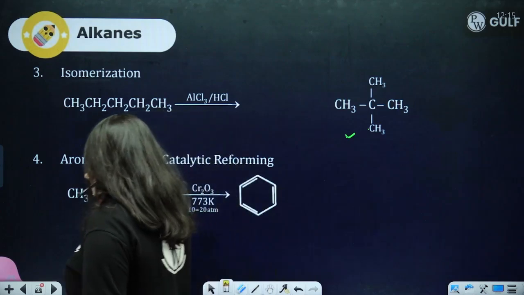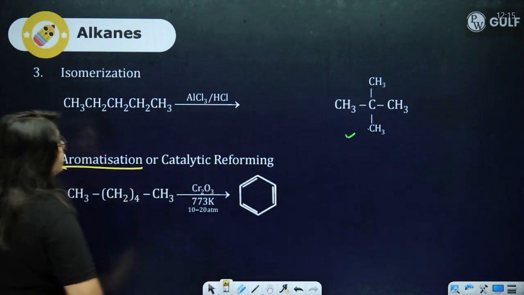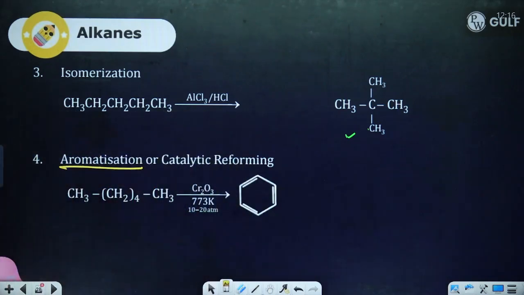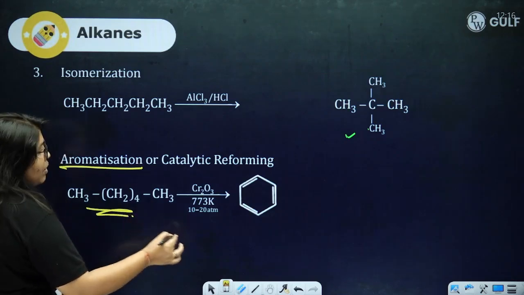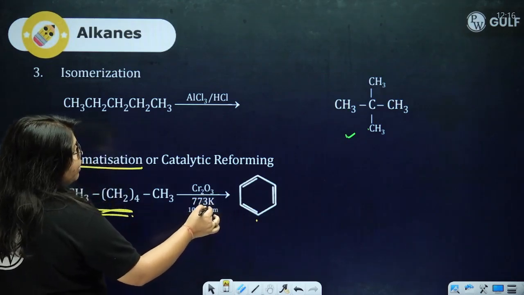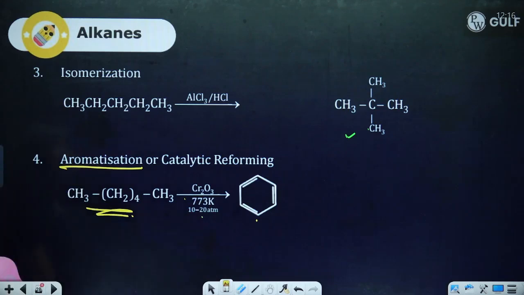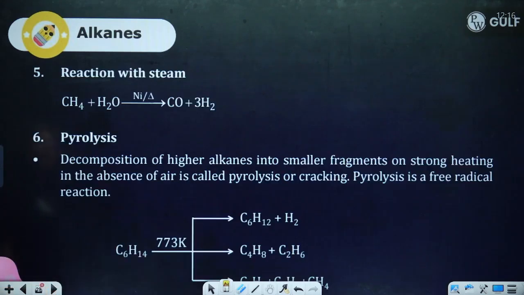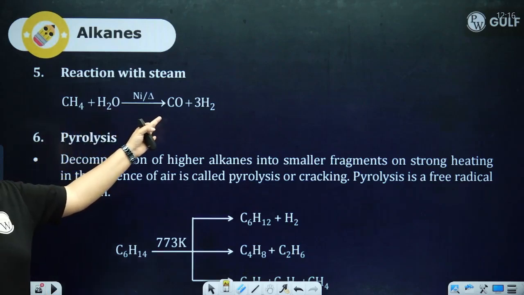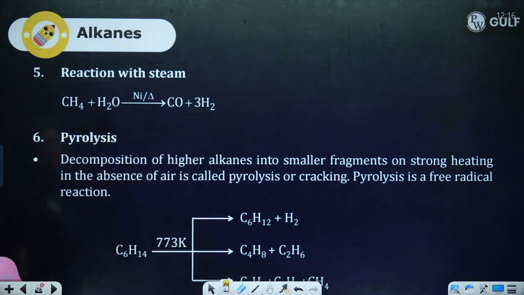Beta. Now, when you talk about aromatization, aromatization is nothing but formation of an aromatic compound. So you see over here, this particular alkane is giving me benzene in the presence of Cr2O3 at 773 Kelvin at 10 to 20 atmospheres. Okay. Finally, reaction with steam. Methane reacts with steam to give rise to carbon monoxide plus hydrogen gas.